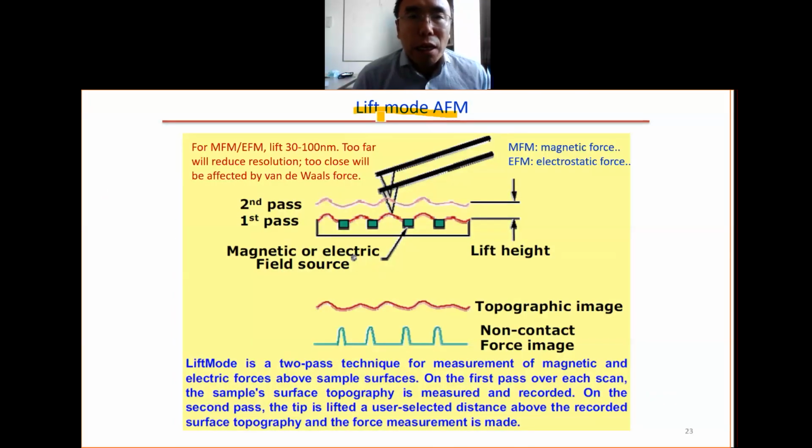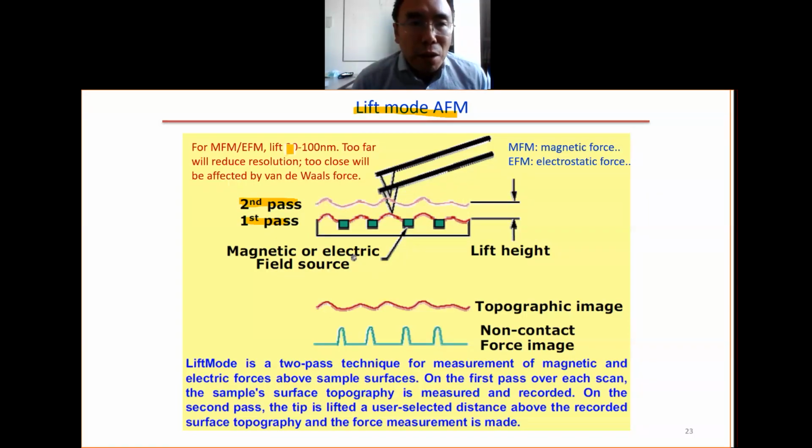We do this lift mode. There are two passes. For the first pass, we follow the sample surface and get the topography information. Then we do the second pass. In this second pass, we lift a certain distance, and we do the measurement.